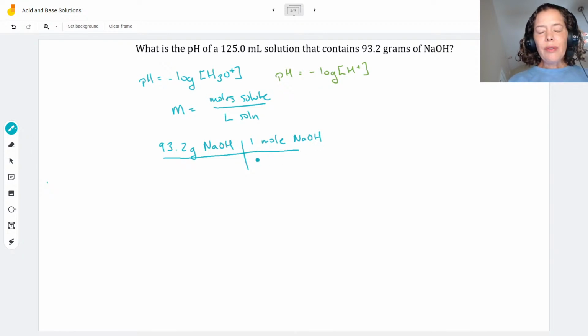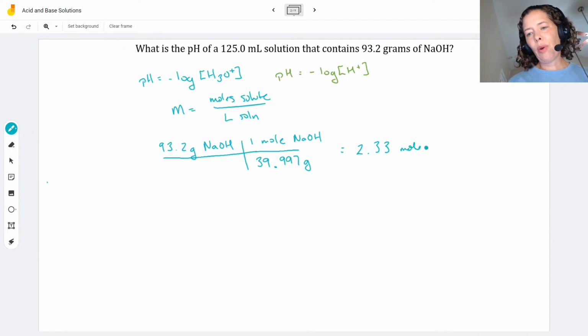So the molar mass for sodium hydroxide is 39.997 grams per mole, and that gives us 2.33 moles of sodium hydroxide. Okay, so we have our moles and we can get our concentration.